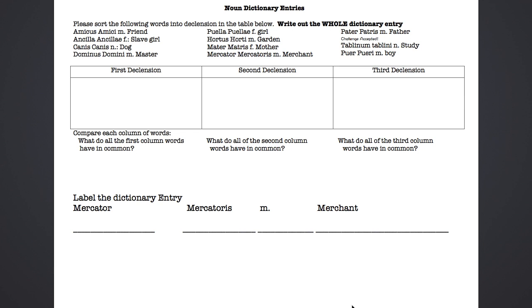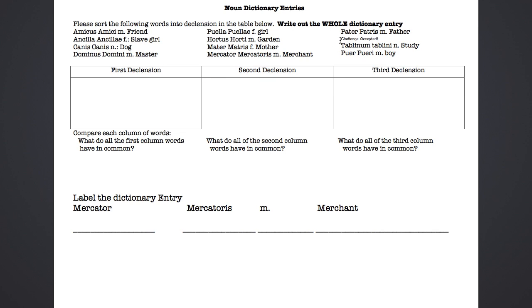I want you to really look at these dictionary entries, and I want you to sort these words up here into the declensions. So for example, I might see that amicus has a US, and I know US is usually second declension, so I'm going to go ahead and write amicus right down here. And I want to point out that I, in fact, wrote the whole dictionary entry. I didn't just write amicus.